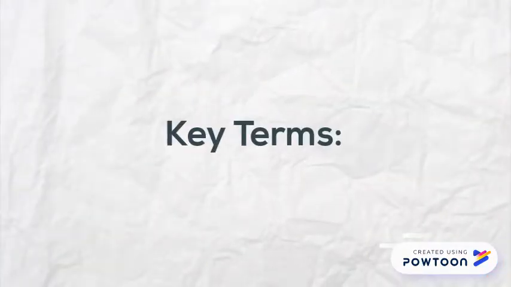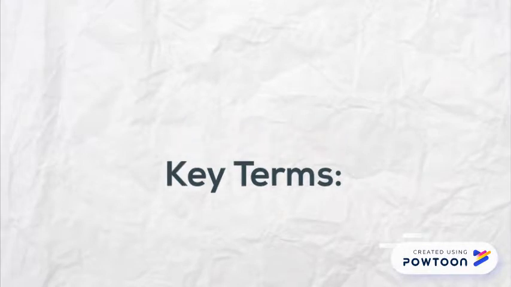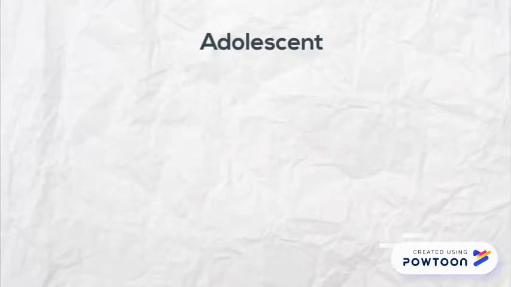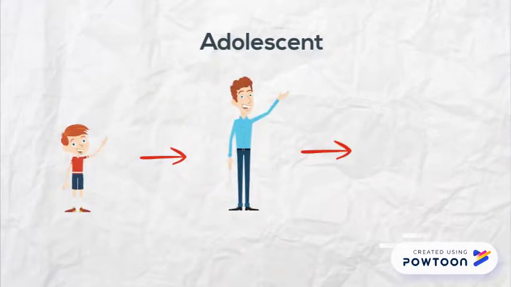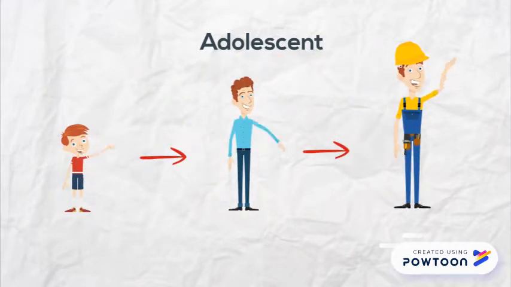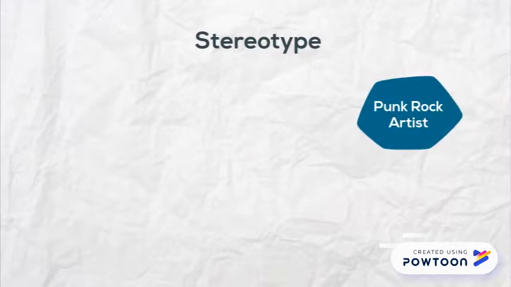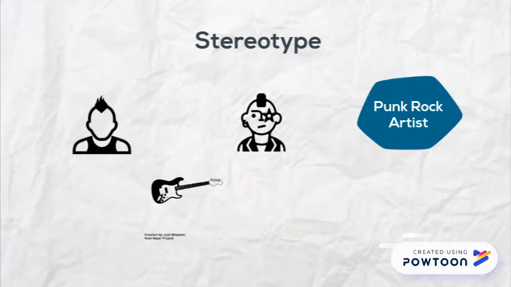Before we get into the study, we will define 4 terms. The first key term is adolescence. Adolescence is defined as a process of developing from a child to an adult, which typically ranges from 13 to 19 years old. The term stereotypes is a widely held but fixed and oversimplified image or idea of a particular type of person or thing.